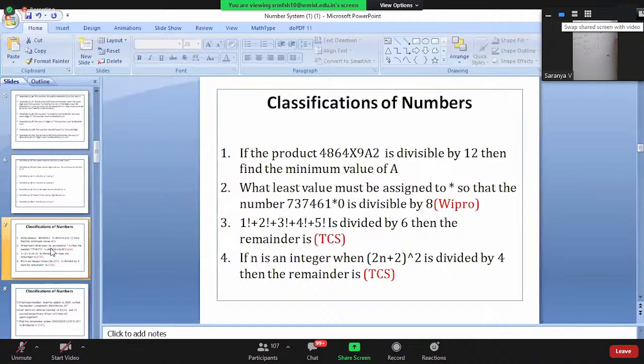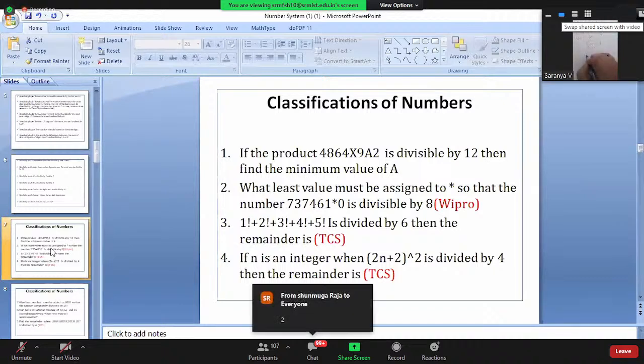Can you find it? If you replace that star by 0, what is the rule of 8? What is the rule of 8?